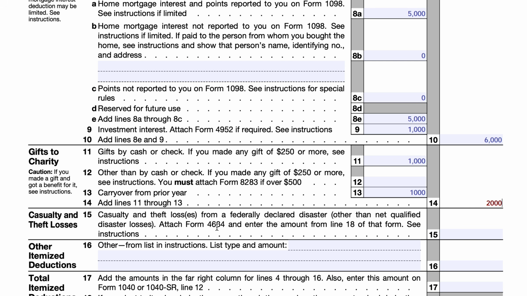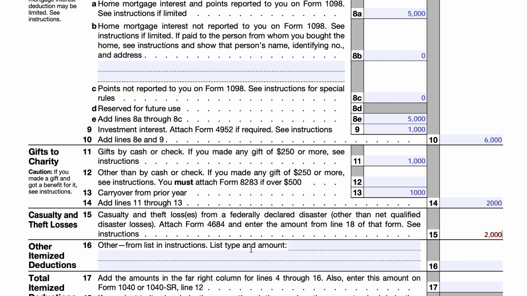IRS Form 4684 covers casualty and theft losses. We've gone into that in a little bit more detail offline or in a separate video and an article. But if you do use IRS Form 4684 to calculate the amount of deduction, you would enter the line 18 amount of that form. So let's just say that that's $2,000.